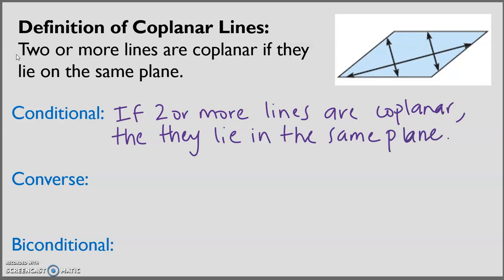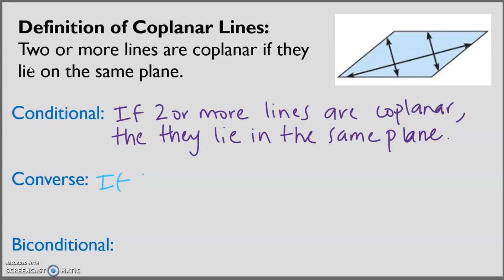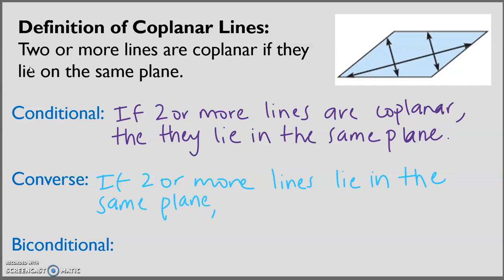Then we can swap this argument. We can write the converse. So if 2 or more lines lie in the same plane, then they are coplanar.